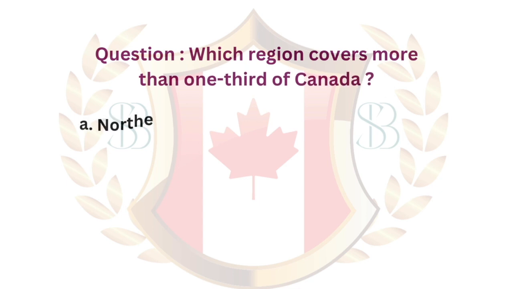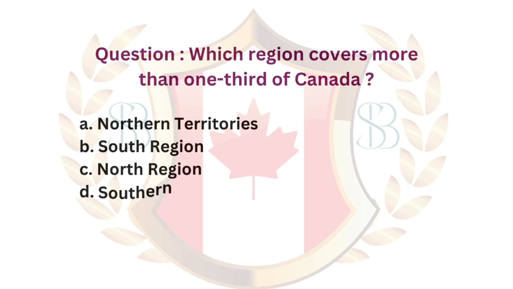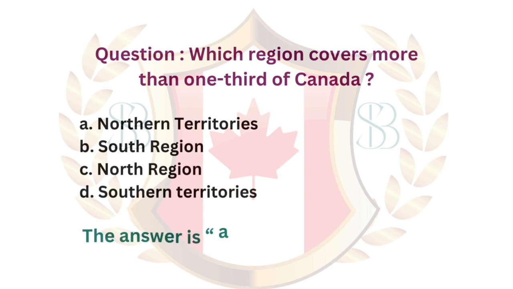Question. Which region covers more than 1/3 of Canada? A. Northern Territories. B. South Region. C. North Region. D. Southern Territories. The answer is A. Northern Territories.